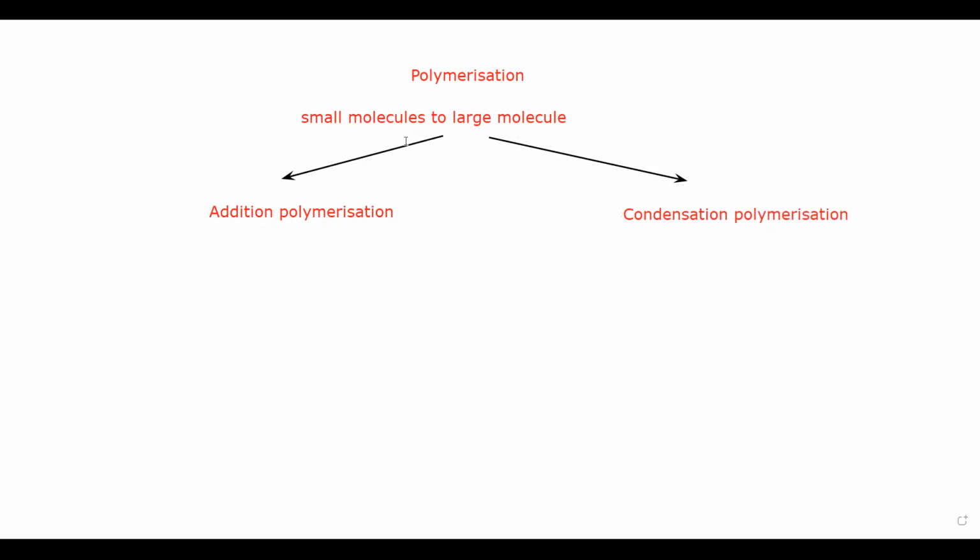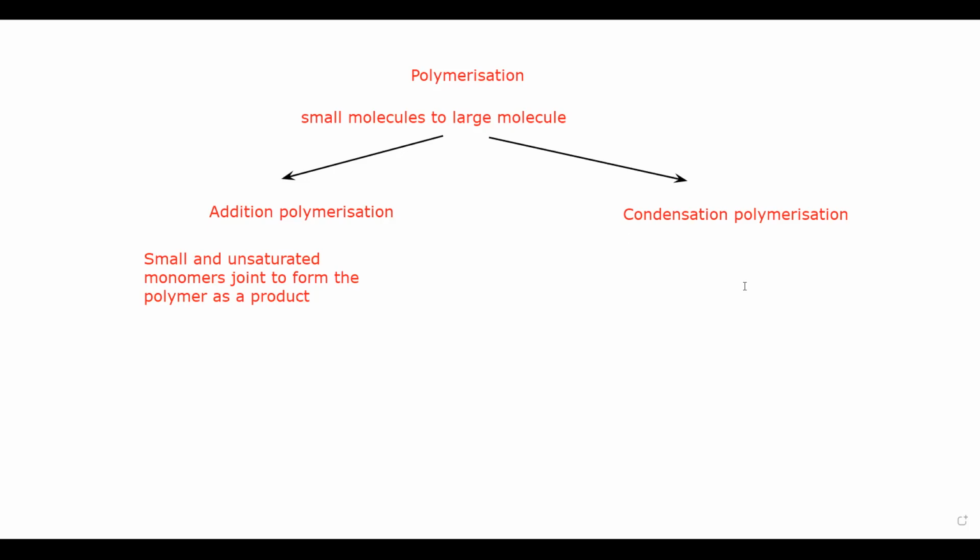So what happened in addition polymerization? In addition polymerization, the monomers should be small and unsaturated. The term unsaturated is used when there is a carbon-carbon double bond. So when small and unsaturated monomers join to form the polymer as one product, we call that an addition polymer. Only one product is there.